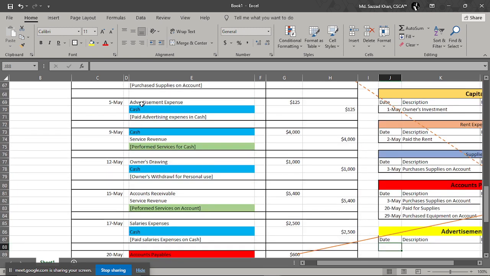Where did I find the advertisement? The May 5th, right? Color it out, right? May 5th. What was the description? It was an advertisement expense, right? Paid advertisement expense.